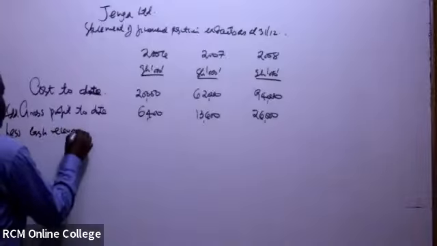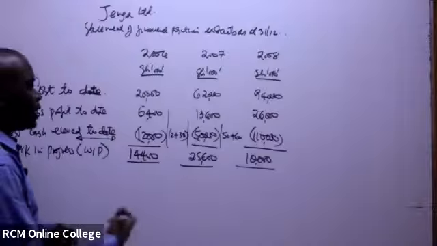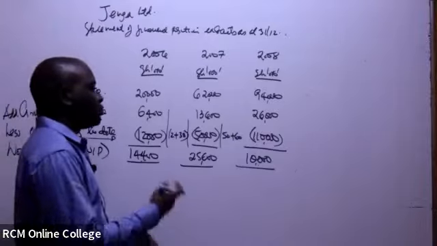So that will be the work in progress, or basically the WIP. In this year, they carried forward work in progress of 14,400,000. In this year, 25,600,000. And in this year, 10 million. The work in progress is like an asset, because they still depend upon it in the coming year to generate even more revenue.